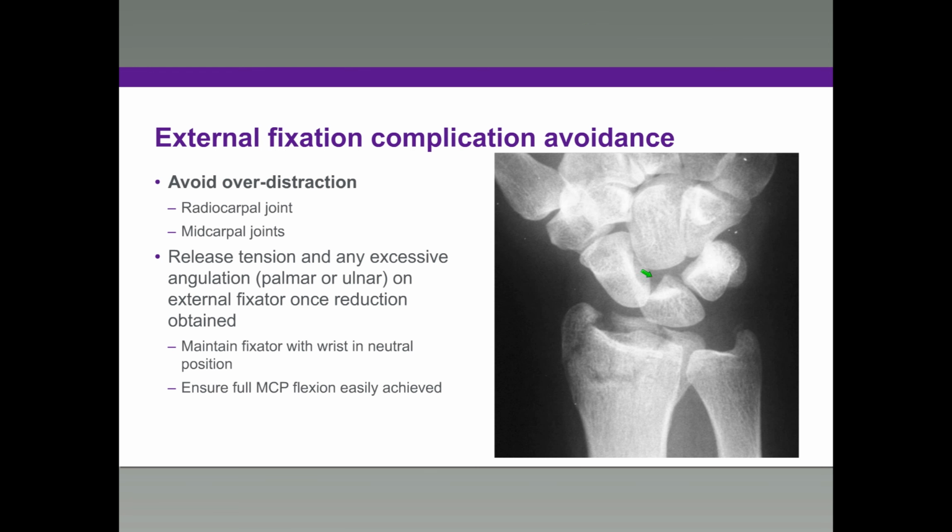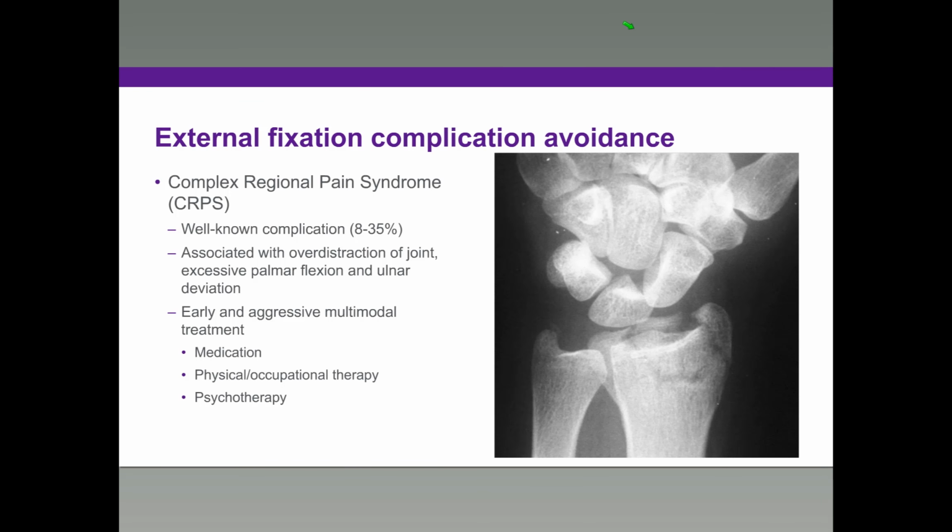Your radial carpal joint should not look like this. Your mid-carpal joint should not look like that. Those are the people who have problems. You might need to do that initially to get it out to length, but then make sure that you release the tension and any excessive palmar flexion or ulnar deviation in the X-fix once you've got your reduction done, because you don't want to maintain these rough positions.